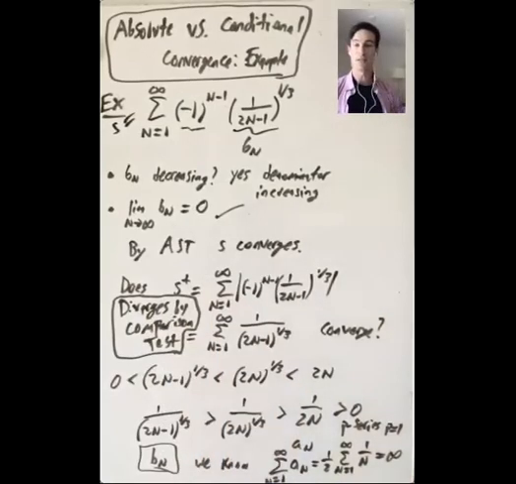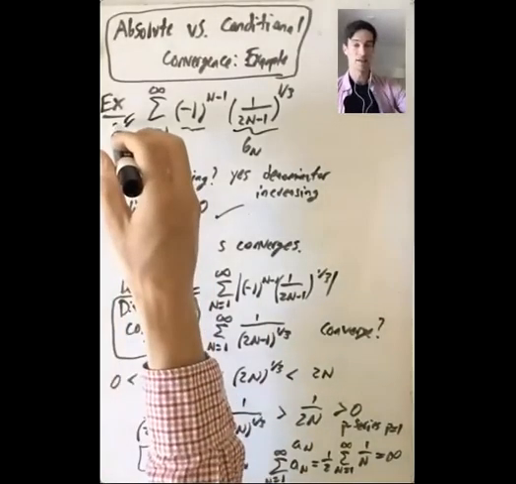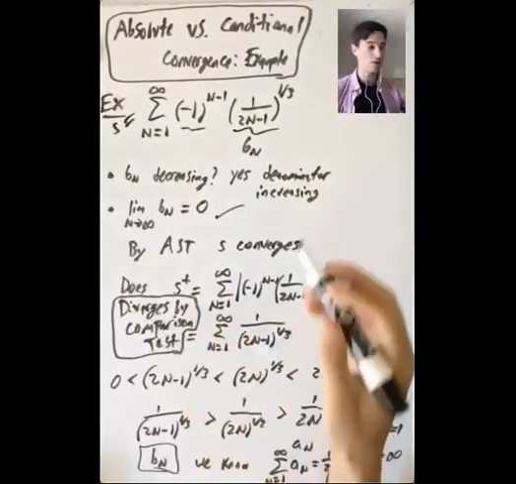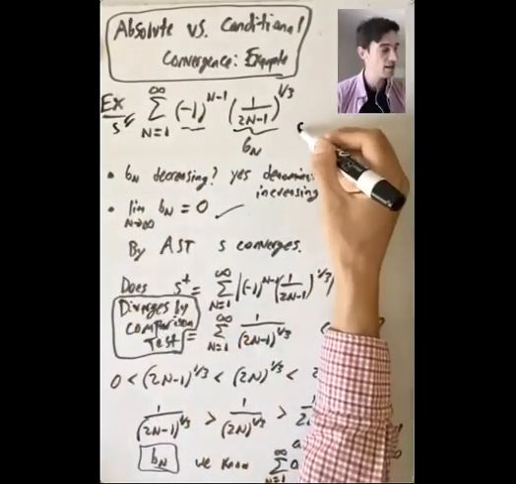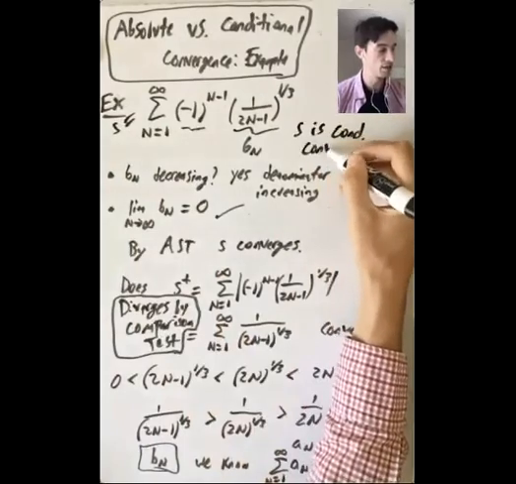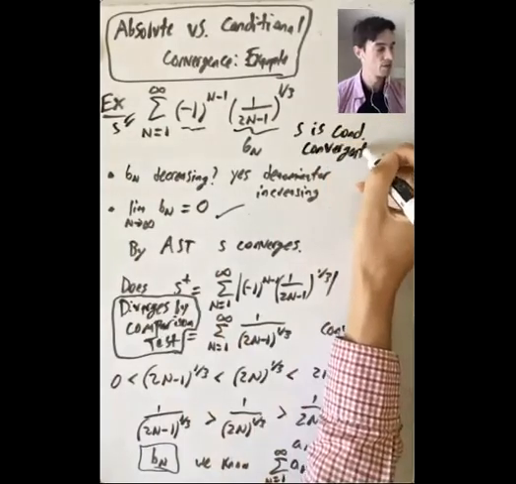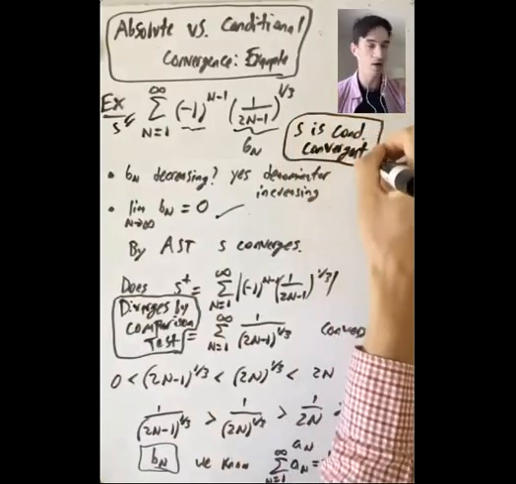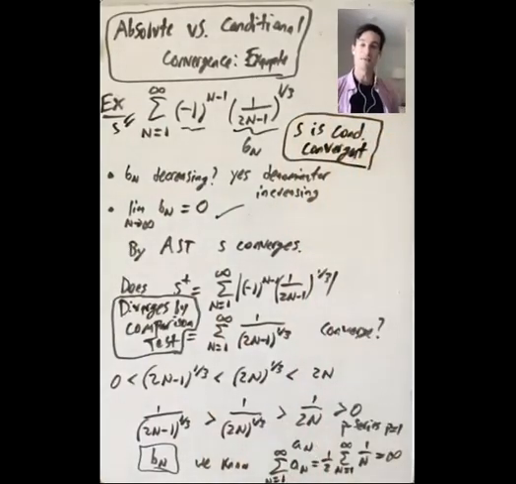OK, so what's the summary? S converges, S plus diverges. So this series S is conditionally convergent. This problem is something that I put on the final exam when I taught Math 2B in fall of 2019. So this is the kind of absolute versus conditional convergence, longer example that you might expect to see on an exam.